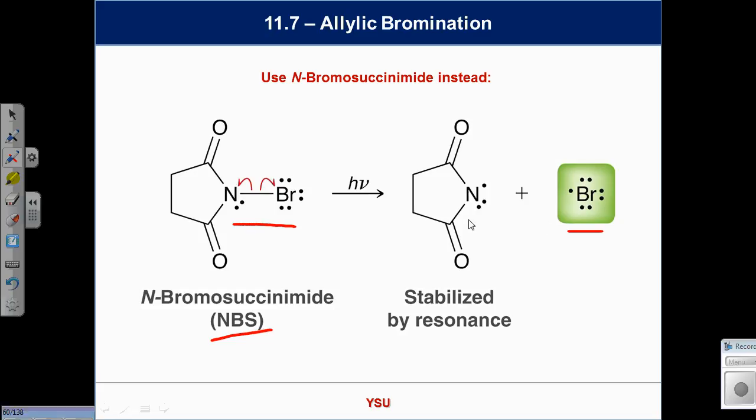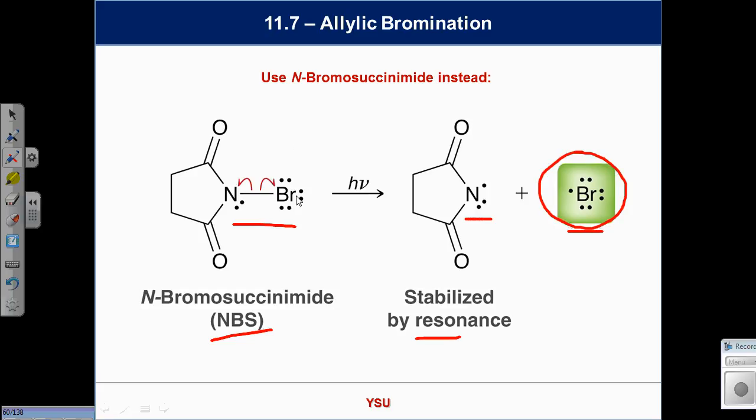Now what about this? Why is this stabilized? Well, it says at the bottom, doesn't it, Dr. Norris? Because it's stabilized by resonance. Yes, it does. But now what we've got here is a low concentration of these bromine radicals. And we're trying to avoid molecular bromine because molecular bromine, Br2, adds to the alkene.